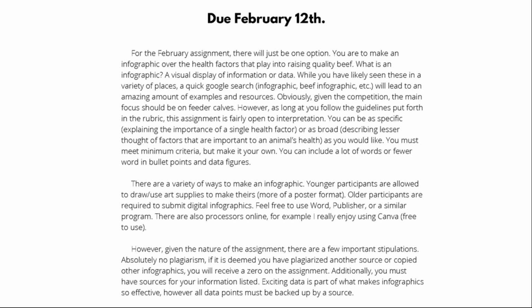What you'll be doing this month is creating an infographic, and we want you to create an infographic over the different health factors that are going to play into raising these animals that you're raising right now. So you can go about this a couple different ways. The younger ones, you all will be allowed to do this in a hands-on way, more like a poster style. You older kids will need to complete this infographic in a digital format of some form, and we'll explain that a bit more in your email. You'll see that in depth.